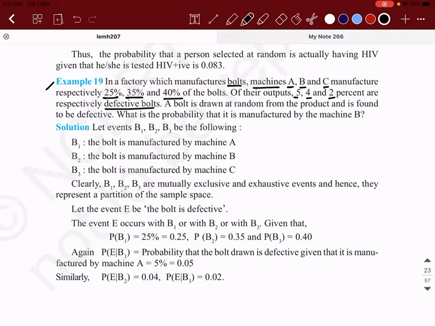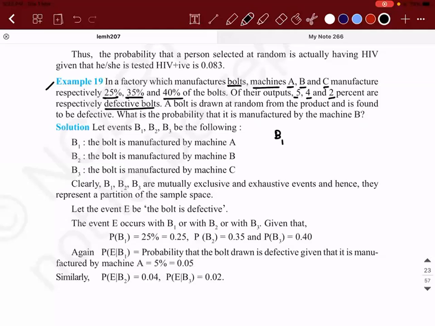Now, a bolt is drawn at random from the product and is found to be defective. What is the probability that the defective bolt is manufactured by machine B? Right. Now tell me, what are the points you are supposed to write as events?